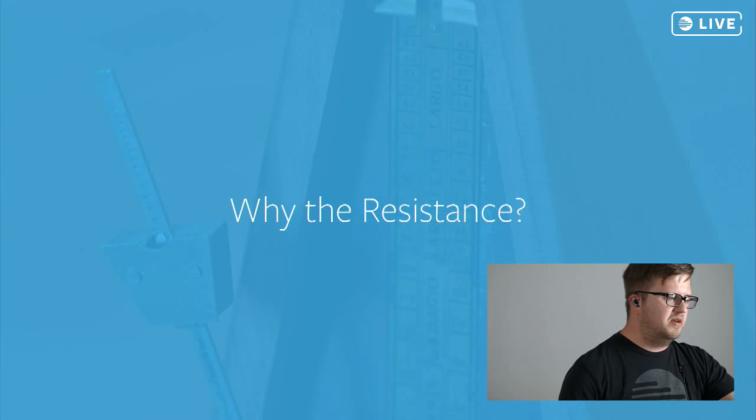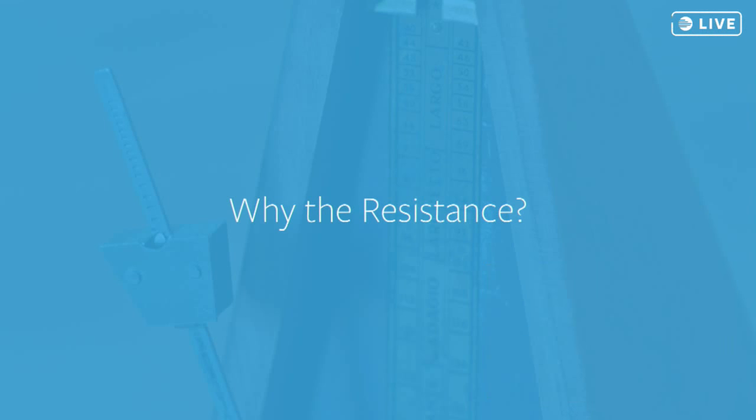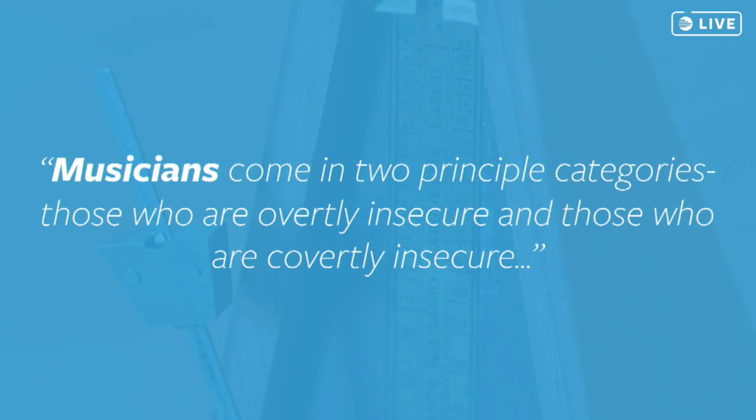A quick quote I want to share with you before we head on. I just finished this book the other day. The book is called Draft No. 4 by John McPhee. And the quote is this. He's talking about writers here and authors. He says, "Writers come in two principal categories, those who are overtly insecure and those who are covertly insecure." I think the same thing rings true for musicians. So let's just replace the word. Great quote from John. But musicians come in two principal categories, those who are overtly insecure and those who are covertly insecure.